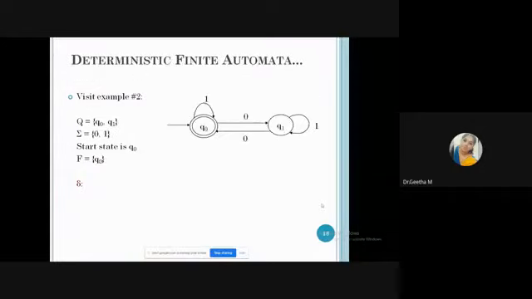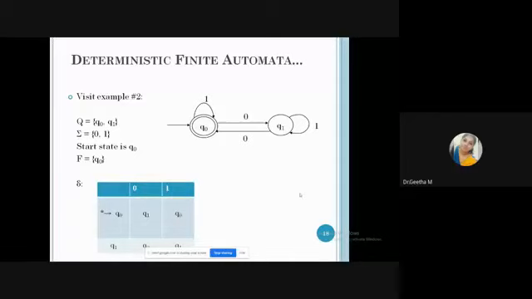I think we are running out of time. This is another example. See the diagram. For this case, the initial and final states are the same. Q naught is initial and also final. The arrow indicates the initial state, and the double circle is called the final state.